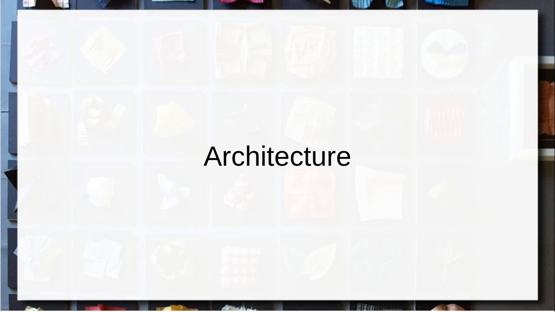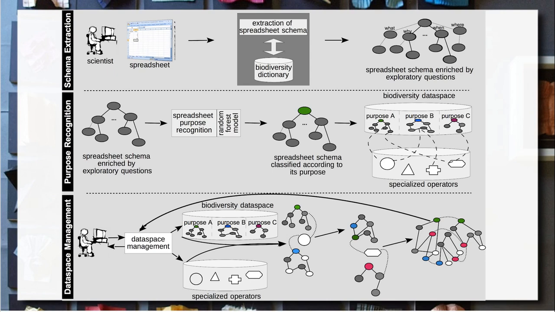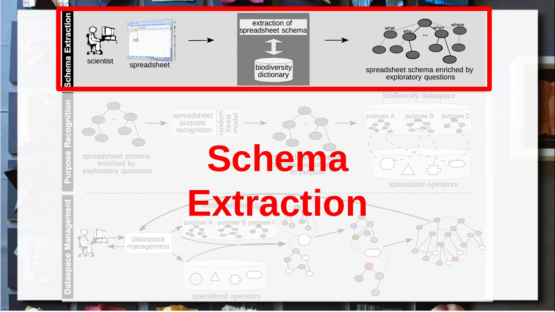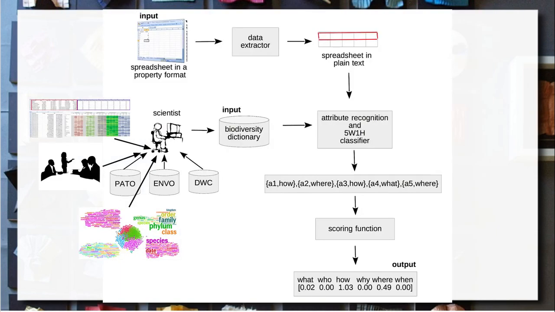So the architecture of our proposed system is the following. This is the overall scenario of the architecture, and we will start with the first part of it, which is the schema extraction. So the basic idea is that we work with biodiversity spreadsheets, and our goal is to extract their schema and data to transform it in an interoperable format. Therefore, in this first step, what we do? First, we get the spreadsheets and extract their data in a plain text format. And then we go to the part of the process which is to recognize the schema and their attributes based on a dictionary. So we will now detail this part of the process.